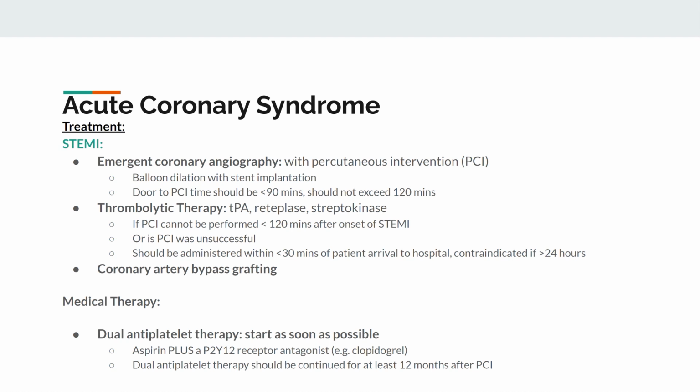And then medical therapy with dual antiplatelet therapy, and what's missing from this slide is to also give heparin at a therapeutic dose, so 1 milligram per kilogram twice a day, not just the lower DVT prophylaxis dose, but a full dose of heparin.